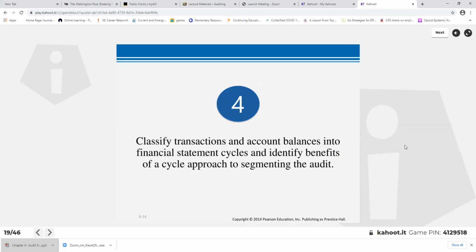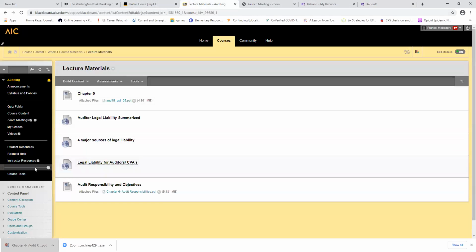So let's talk about classifying transaction account balances into cycles and segmenting the audit. That's where we're going to pick up on Wednesday. At this point, what I want to do is go back to where we are. Right now, we have covered through chapter 6, and I've asked you to do a quiz on chapters 3 and 4. Next week, I'm going to have you do a quiz on chapters 5 and 6. Next week will be a shorter week, so we'll finish up on chapter 6. Once we're done with chapter 6, I'll post the quiz for chapters 5 and 6, and then we'll get into chapter 7 as well.